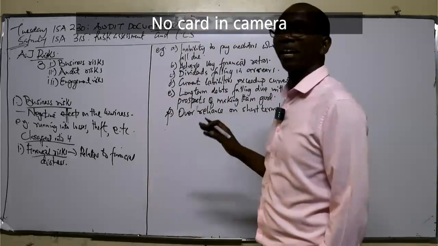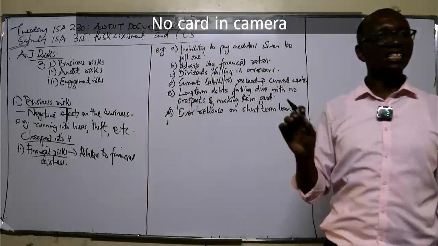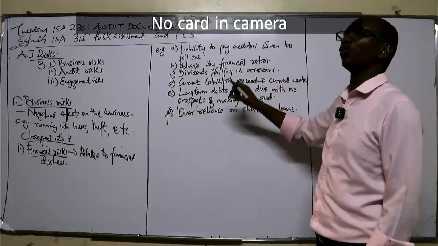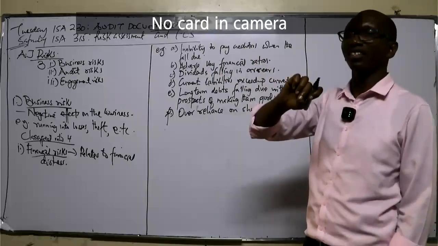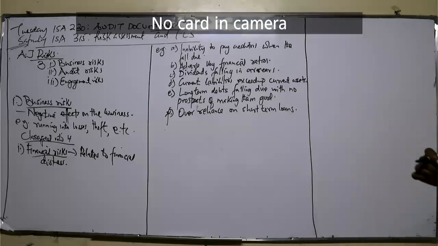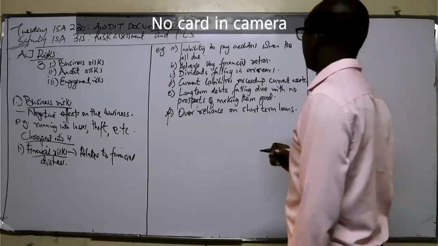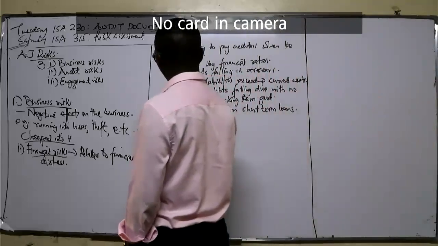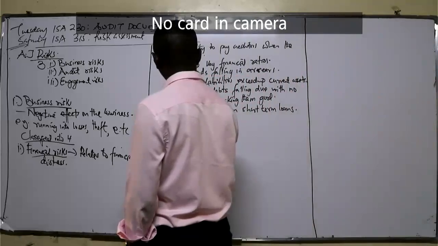Why am I listing all these points? Because later when discussing going concern, these are financial indicators of going concern problems. All right. Then we have Roman number two, compliance risks.